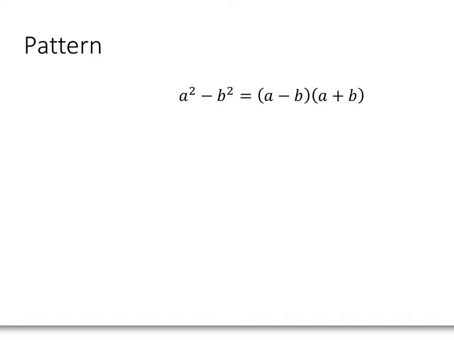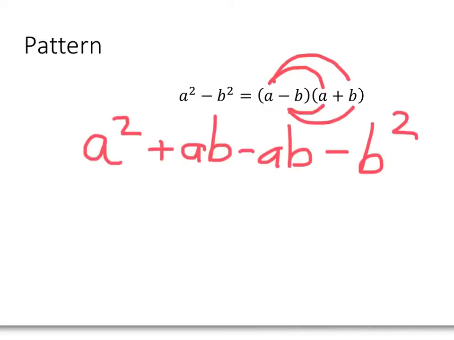To convince ourselves that the pattern works, we can just multiply out the factored form. We double distribute, first distributing the a and then distributing the minus b. Once I distribute, the plus a times b and the minus a times b in the middle will zero each other out, leaving us with a squared minus b squared.